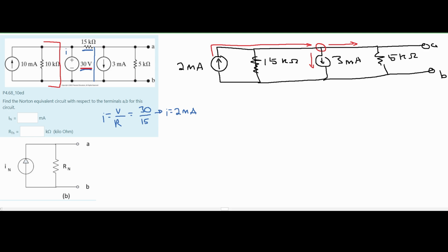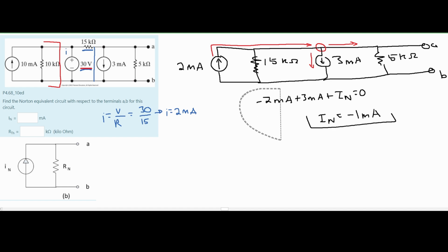So using Kirchhoff's current law, we can see that the current going in is negative, so we're going to have a negative 2 milliamps, and then our current going out is positive, so we'll have plus 3 milliamps plus our I of n, and this is all equal to 0. If we do this, we're going to get that our I of n is equal to a negative 1 milliamp. That is our I of n, as we can see here.